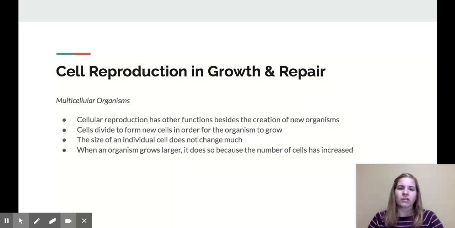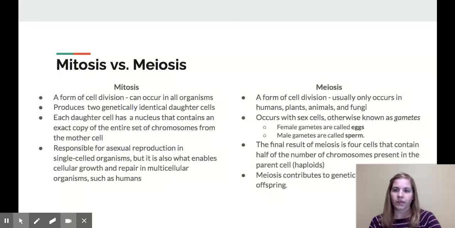You can even compare this to when an organism is injured and certain tissue might be torn or there was some sort of injury and the body needs to repair itself. So the same thing's happening. Cells can reproduce to make new cells for those that have been injured or need to be repaired.